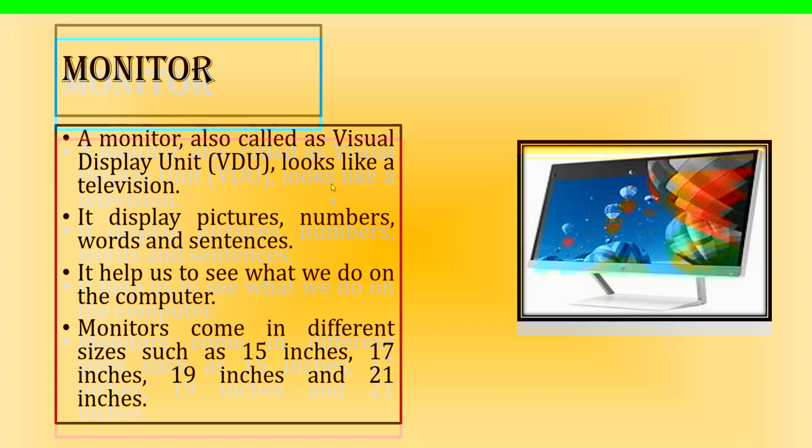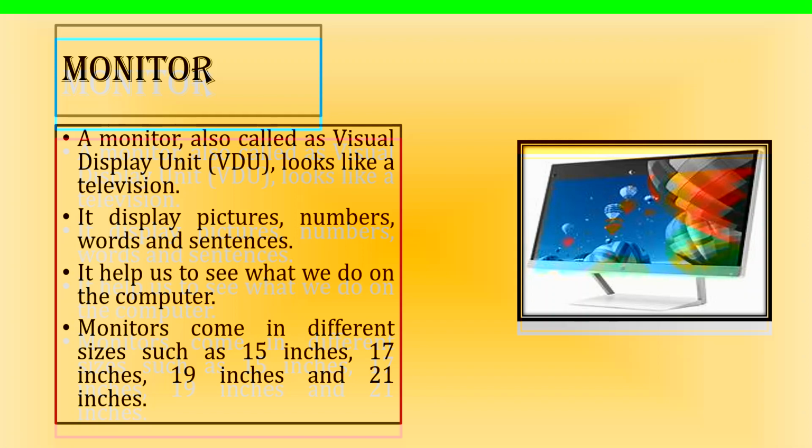It looks like a television. You can see pictures, numbers and words, sentences, and pictures like any images. Numbers 1, 2, 3, 4, like 1 to 100, 1 to 500, 1 to 1000.